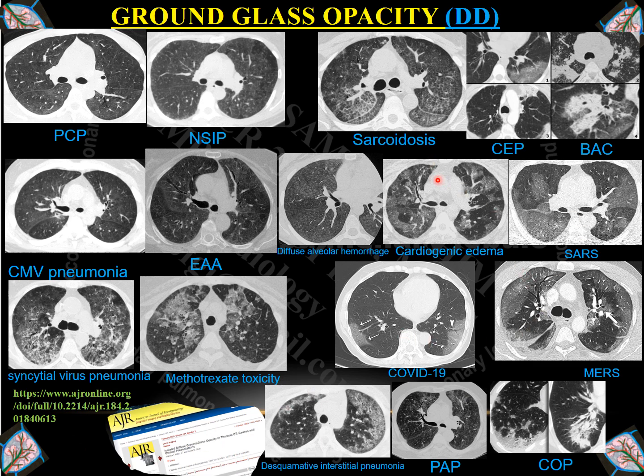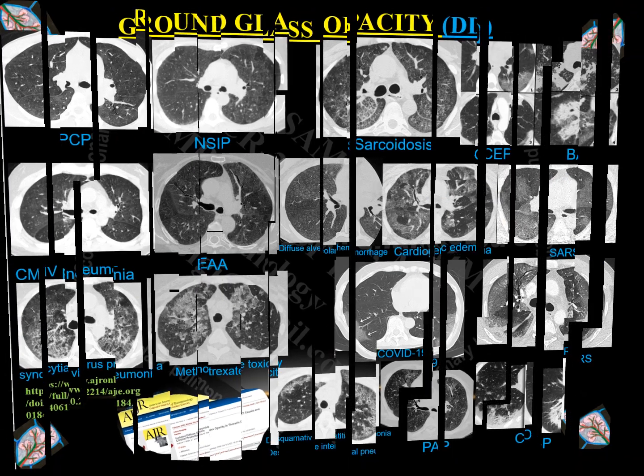So we have a non-specific diagnosis. If you find ground glass opacity, we need concomitant data and findings on the film to choose one from the differential diagnosis.